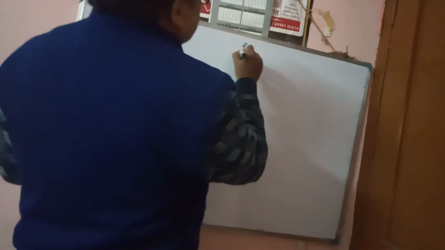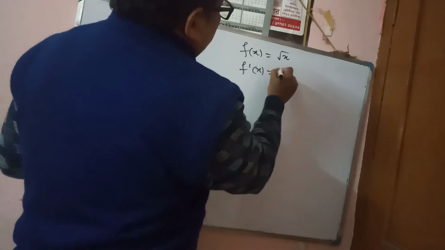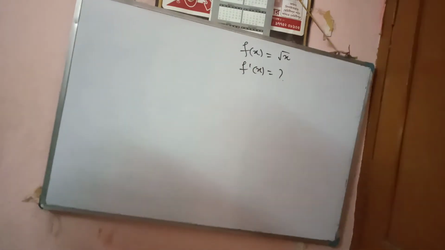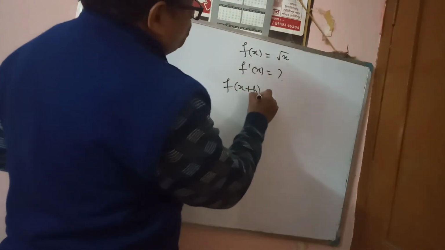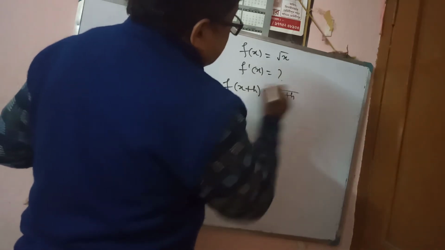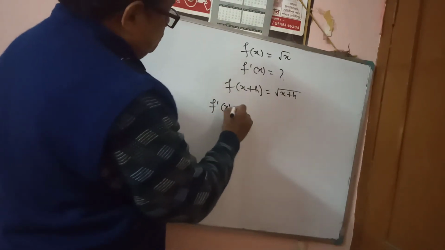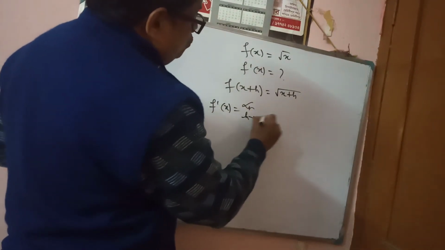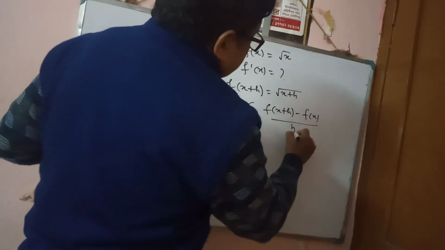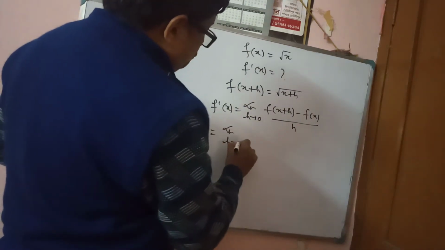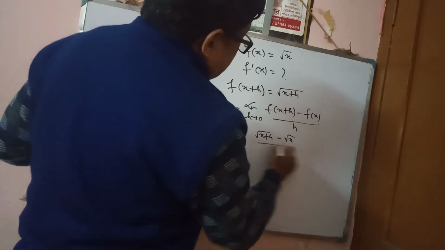See, suppose f of x equal to root x. So find f dash x with the help of first principle. Okay, so write f of x plus h, that is root x plus h. So f dash x, write the formula: limit h tends to 0, f of x plus h minus f of x by h. So write limit h tends to 0, root x plus h minus root x by h.